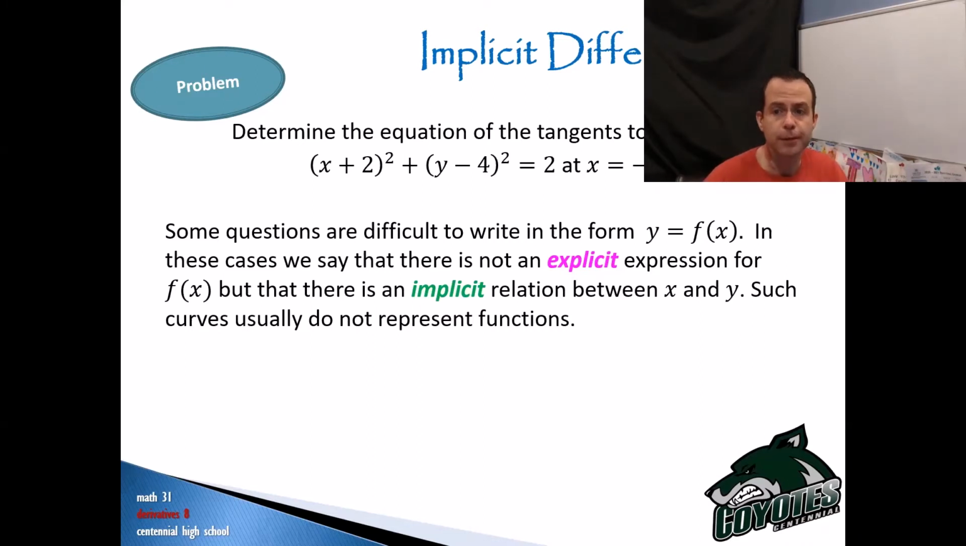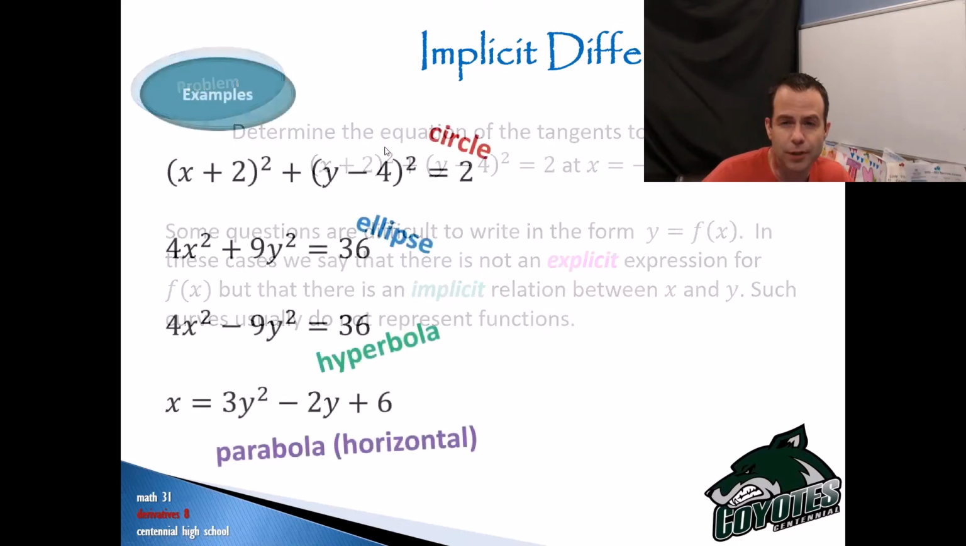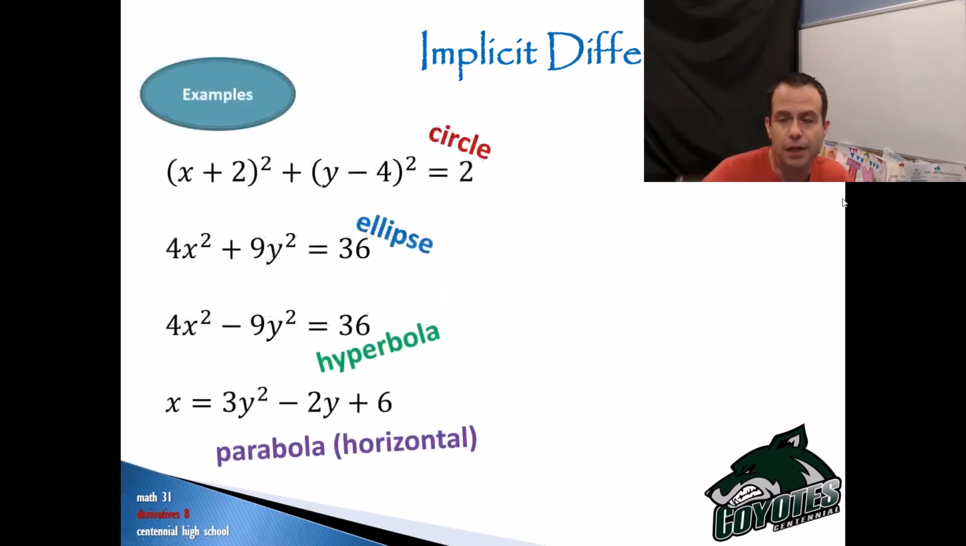Some questions are difficult to write in the form y equals f of x. In these cases, we say that there's not an explicit expression for f of x, but rather there's an implicit relation between x and y. Such curves usually do not represent functions, like a circle, okay? We're going to do a lot of conics here, so I'll show you some equations of conics and what they might look like.